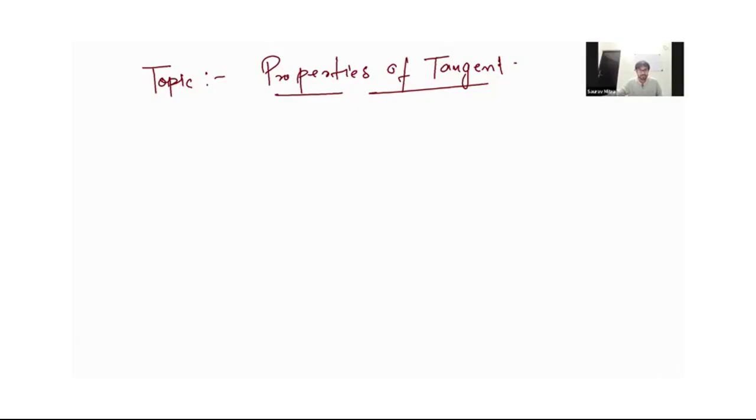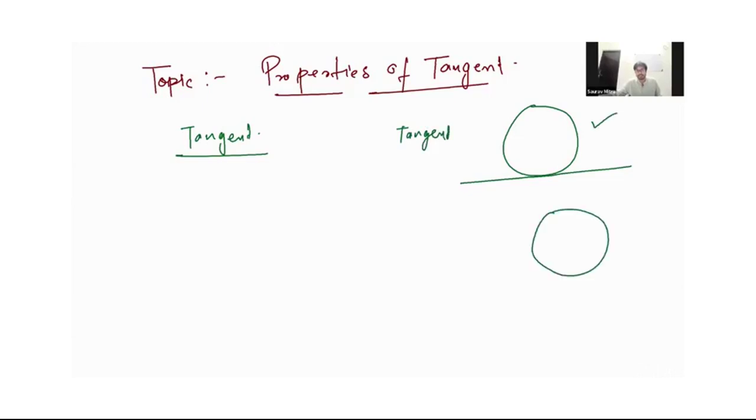So first of all, we should know what a tangent is. A tangent to a circle means a line touching the circle at a single point. So it should touch, it should not intersect. Okay, this is your tangent. This will be your tangent, and this will not be considered a tangent.